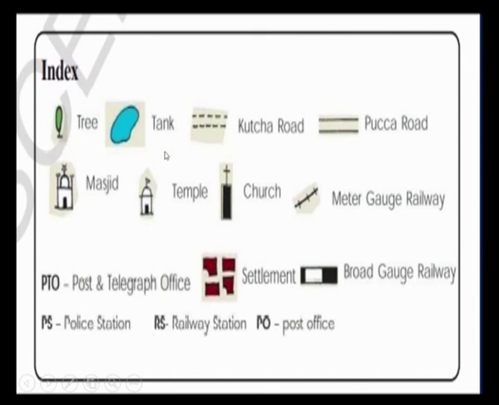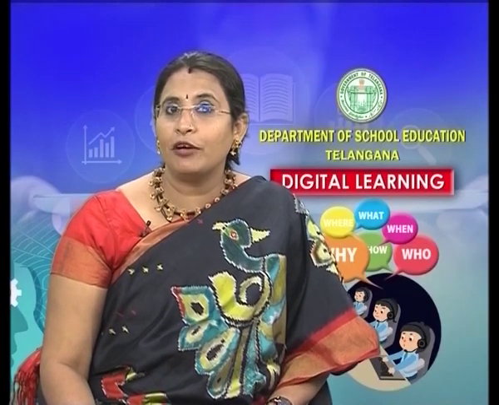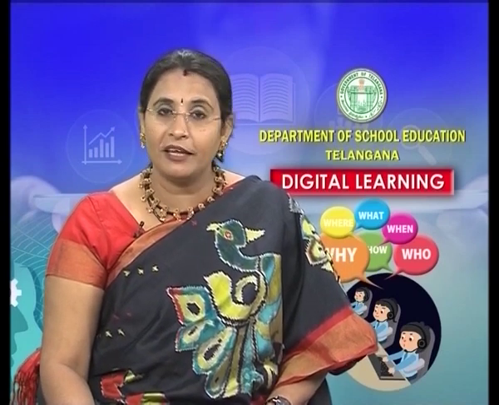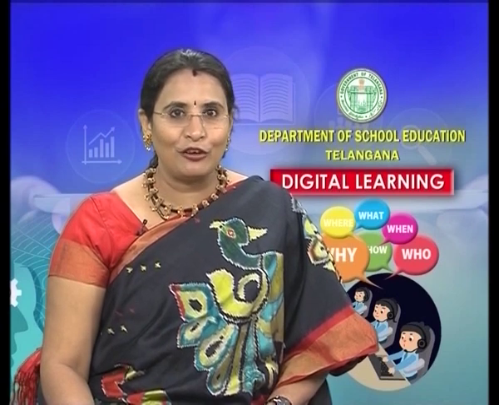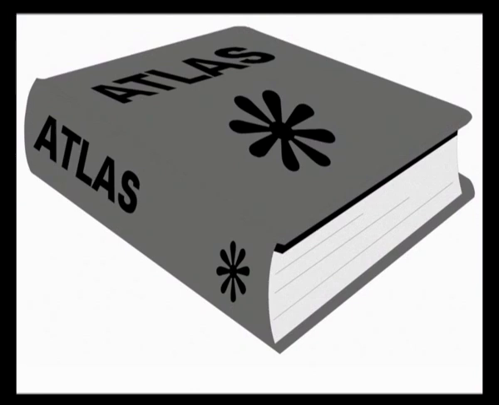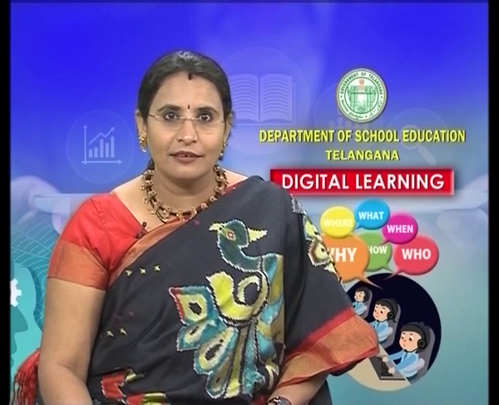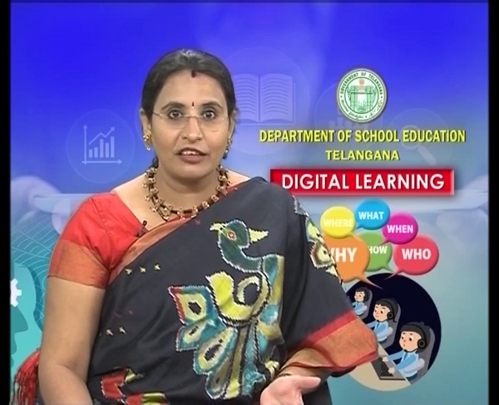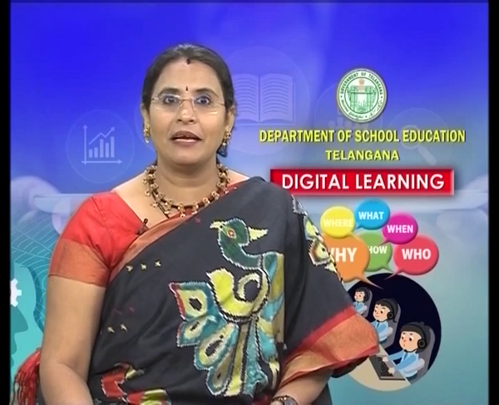As I told you in the beginning of the lesson, children, if you want to have detailed information about different places, what will you refer to? Yes, we refer to the atlas. Now can you tell me what type of maps we find in the atlas? We find so many maps in the atlas. There will be some physical maps, some political maps and some thematic maps.